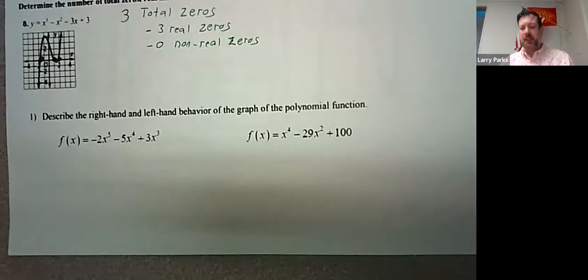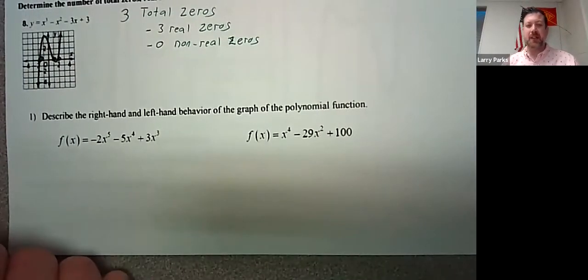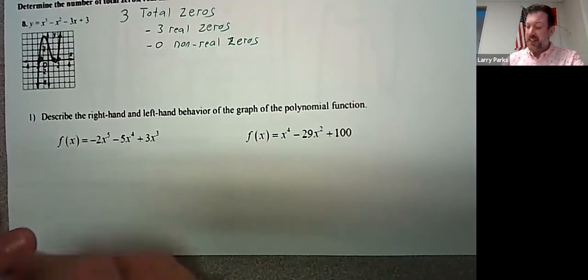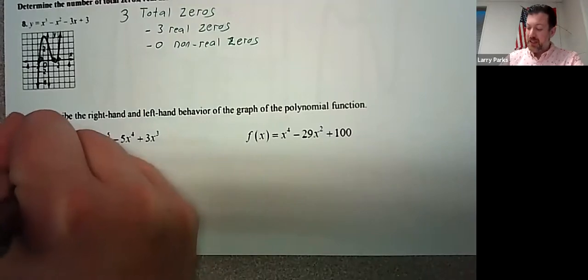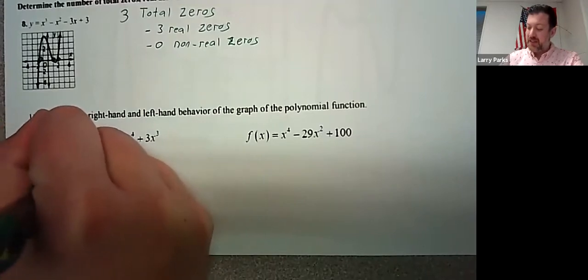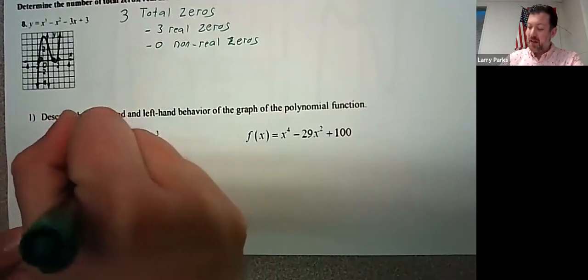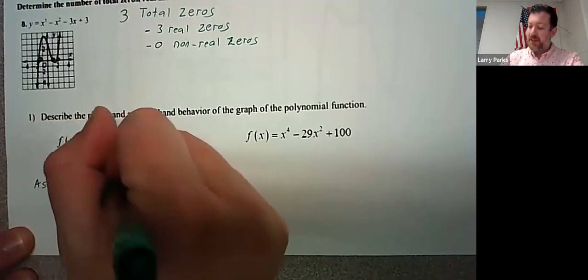On number 1, and we spent time on this, end behavior. Remember, in end behavior, what you're looking for is this notation, and it's as x approaches the left, what does the function do?